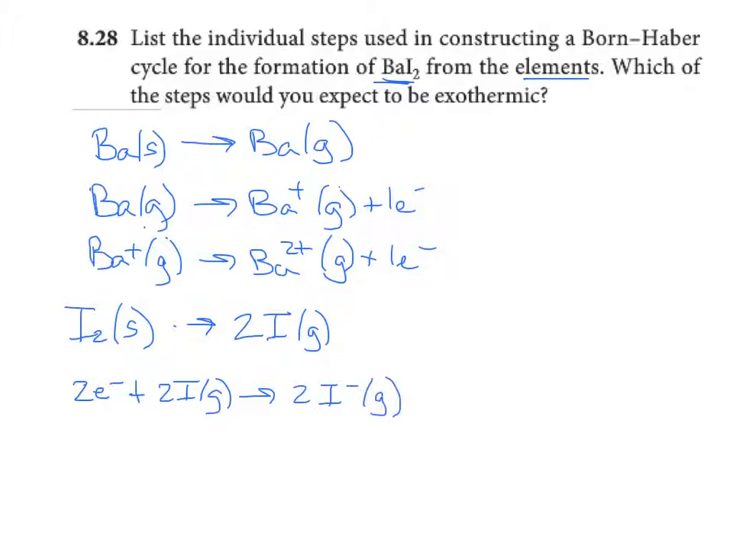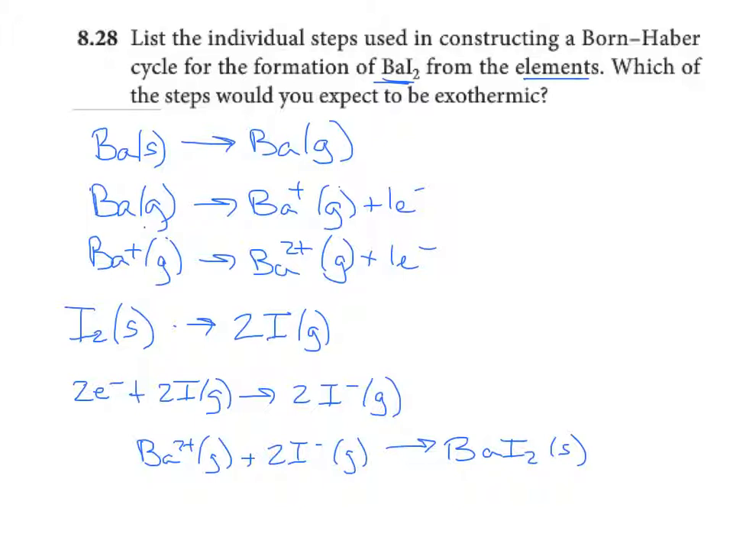Notice that I'm doing this for 2 iodines. Why am I doing it for 2 iodines? Look at the formula. Why am I doing it for 2 iodines? Because I need to. All right, so now I've got my cation, I've got my anion. All I need to do is put these guys together. Okay, so that's going to be the last step where I actually form my ionic solid. So those are all the pieces.